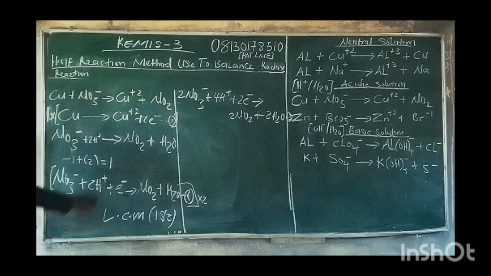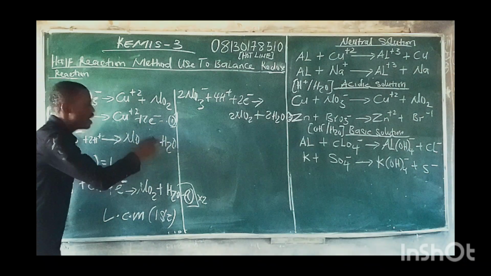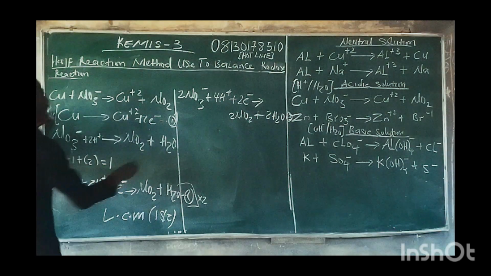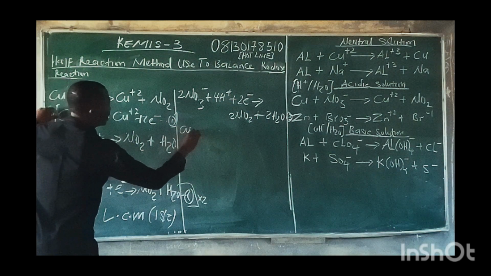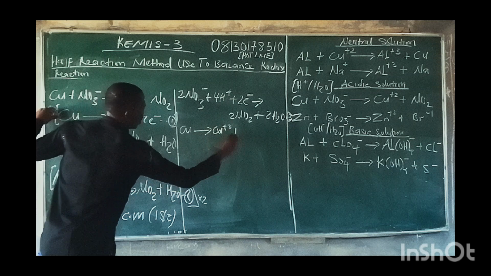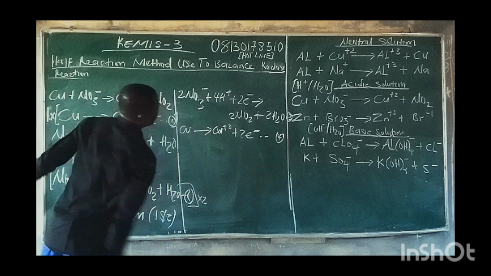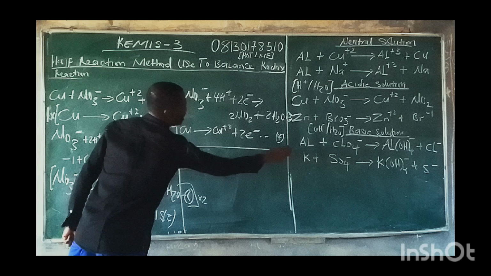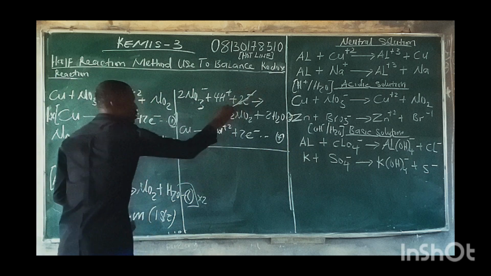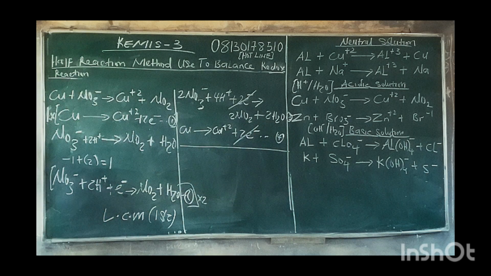Equation 3. Now, what I'm going to do here is multiply all these things by 1, and it's eventually going to give me all of those. If you multiply 1 with all this, we'll still get all of those in the equation. So what I have now is copper giving me copper plus 2, plus 2 electrons. This is equation 4. Now, let's add equation 3 and equation 4. If you notice, electron will cancel out electron.